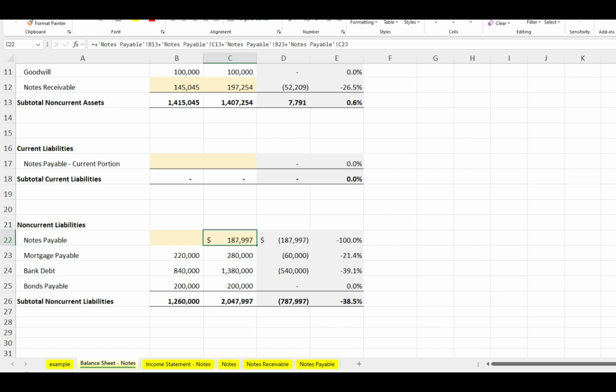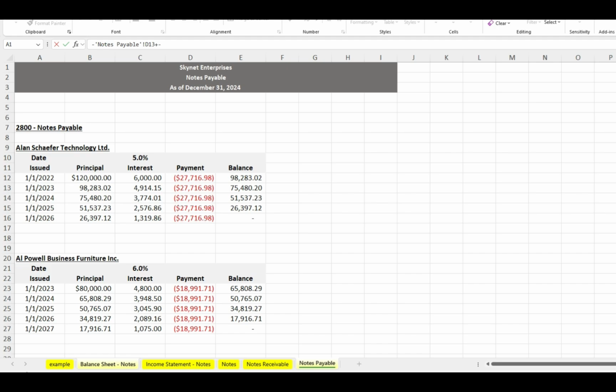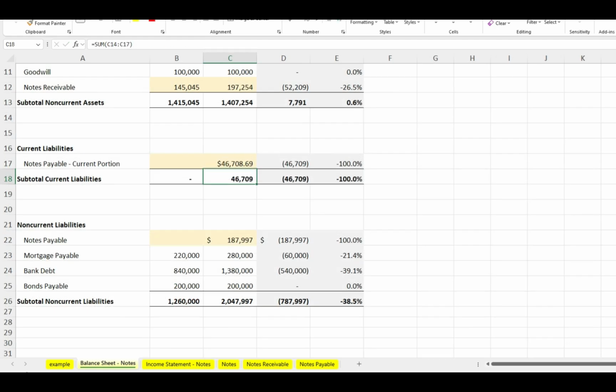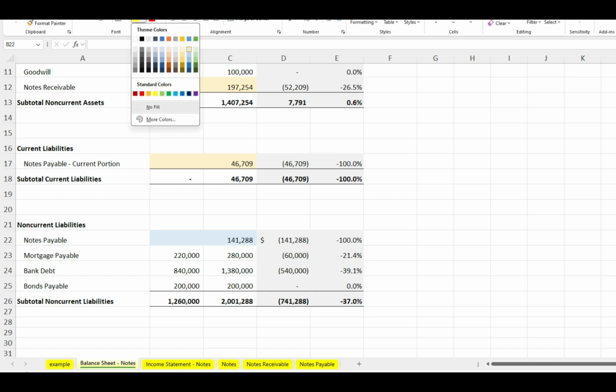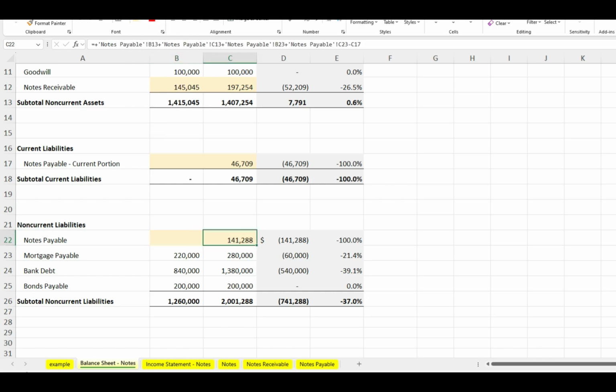I do need to break out the current portion, which effectively is just the payment. All right, that's our current portion. Now I got to make sure, because I have the whole amount here, that I back it out on my non-current section. Let's just tighten up our formatting right there. So in this situation, the current portion of the note payables, the 2 annual payments of $46,709, that's the principal and the interest. And the remaining principal balance is $141,288. This is due beyond 1 year.